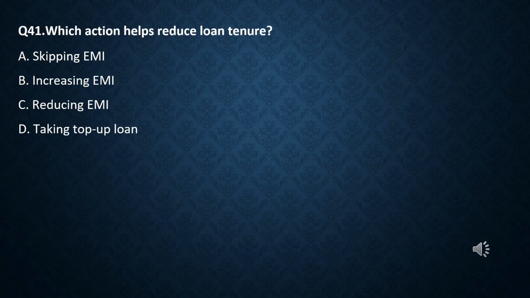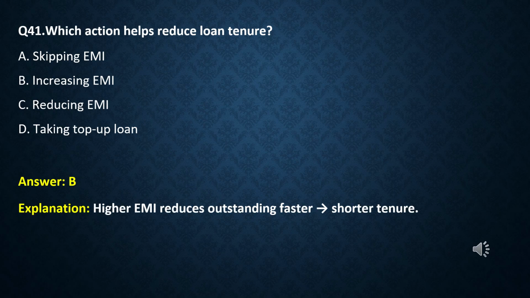Next question. Which of the following actions helps reduce loan tenure? Option A skipping EMI, option B increasing EMI, option C reducing EMI, and option D taking top up loan. Correct answer is option B increasing EMI. If you increase the EMI, then it reduces the outstanding faster, so shorter tenure.